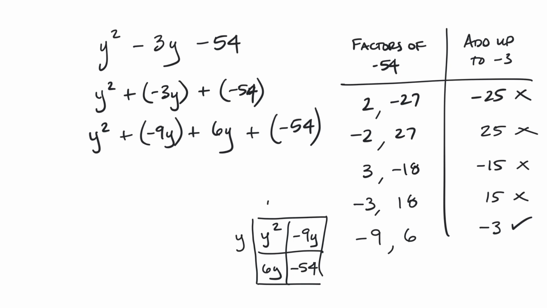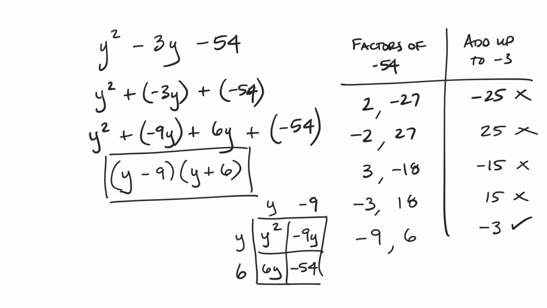So this will be y times y. And then y times what will give me 6y? Well, that's going to be 6. So this is 6. And then y times what would give me negative 9y? That's going to be negative 9. And then we can check it and just say, okay, 6 times negative 9, that's negative 54, so that works. So our factors are y minus 9 times y plus 6. Just like that.